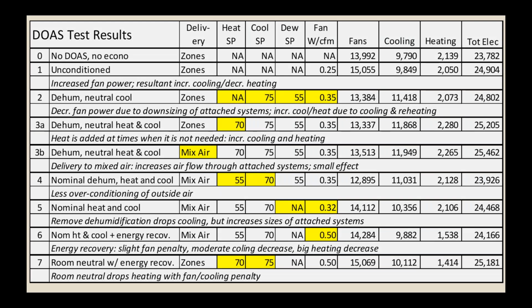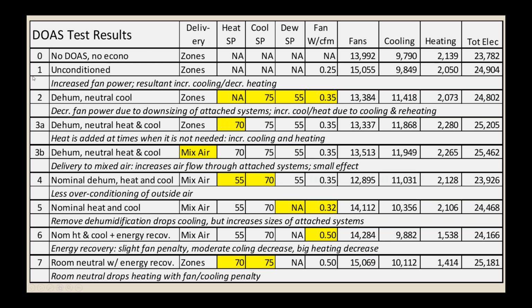So here's a busy table with all the results from all those runs, and I'm going to spend a few minutes going through this, but we'll go one line at a time to make it absorbable. So don't try to look at it all at once. The first case, 0, is our baseline with no dedicated outside air system. These first few columns are the input parameters. The delivery method isn't really applicable to the zones; it should have been just NA. So all these things are NA because there's no DOAS. Then we've got fan energy, annual cooling energy, and annual heating energy.